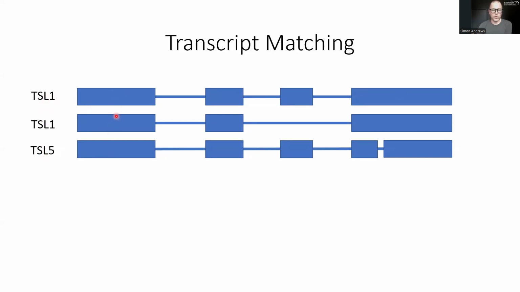So these first 2 isoforms have TSL1, so they're very well supported and very well documented transcripts. And the last one is TSL5. So it's there in the gene build, but there is very little evidence that this is a real transcript. So this might be a slightly sketchy isoform that has made it into the data set.